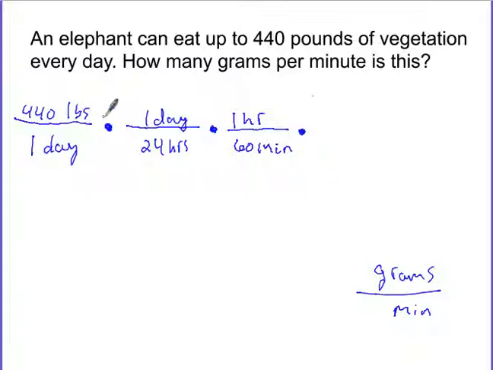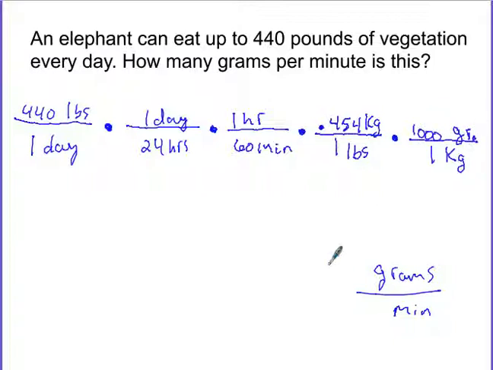Now I need to change from pounds to grams. Your conversion chart doesn't have a pounds to grams conversion. It has pounds to kilograms, and then we can go from kilograms to grams. So you've got to do this in 2 steps. So help me with the pounds to kilograms conversion. 1 pound on bottom, 0.454 kilograms on top. And now 1 kilogram is 1,000 grams.